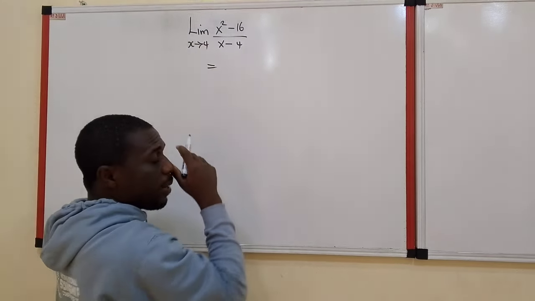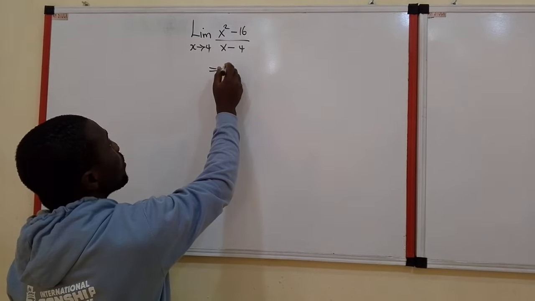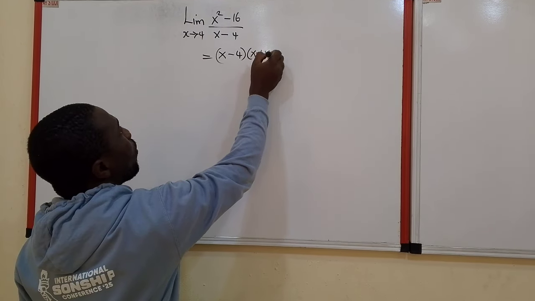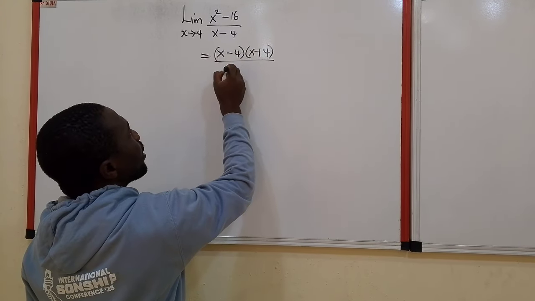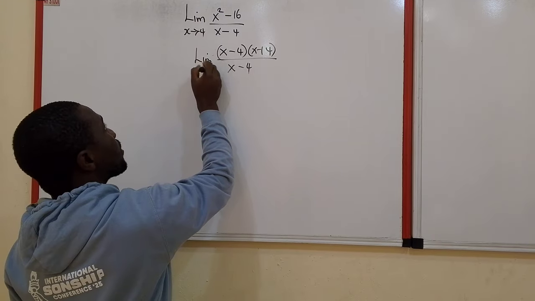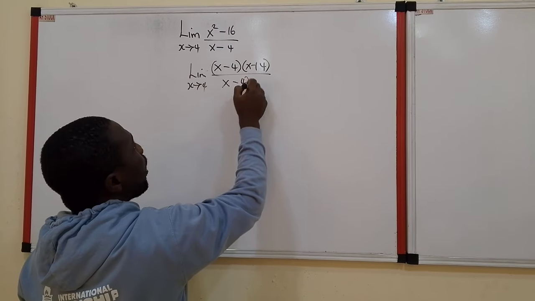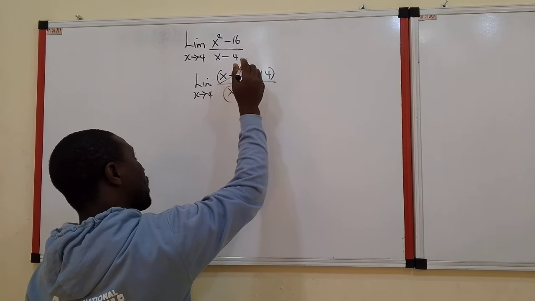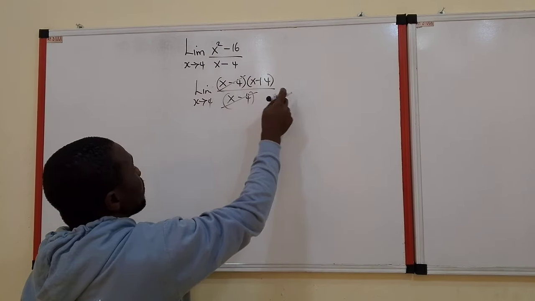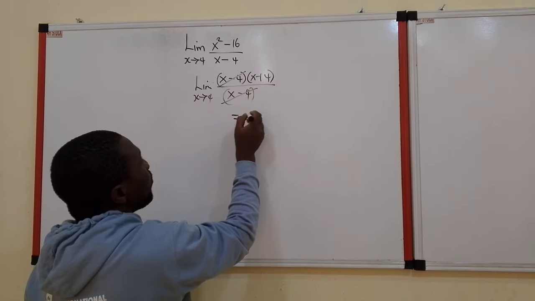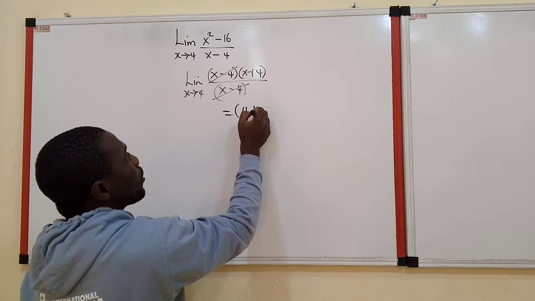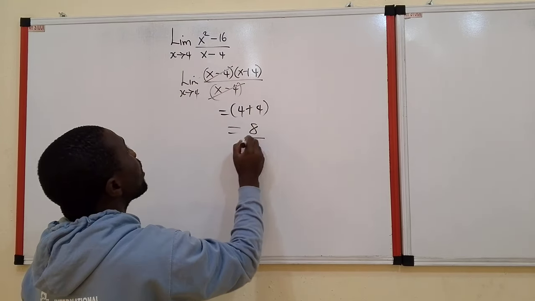x squared minus 16, applying difference of two squares, the result is going to be x minus 4, x plus 4, divided by x minus 4. We are taking the limit of it as x tends to 4. Now, the x minus 4 on top cancels out the x minus 4 beneath. We are left with x plus 4. So our final answer now becomes, and remember x tends to 4, 4 plus 4, which equals 8.